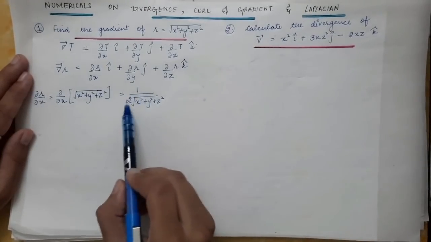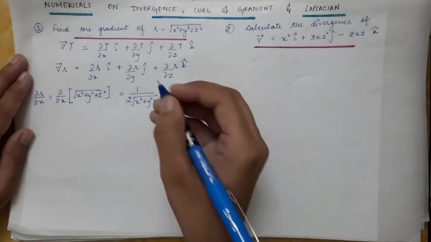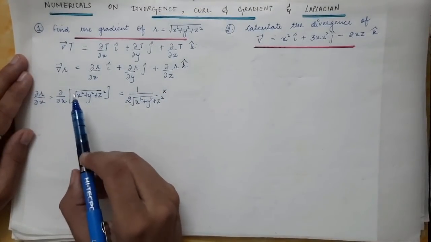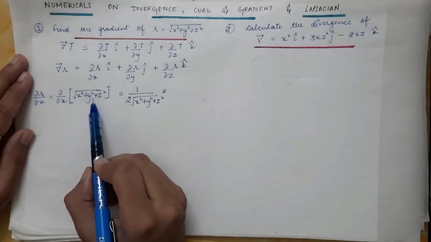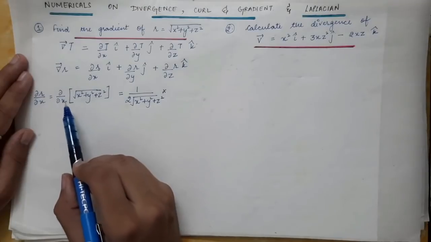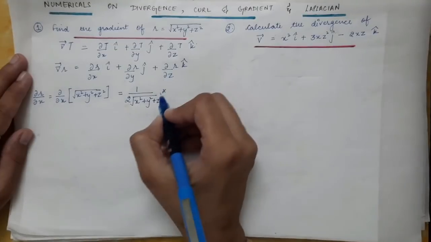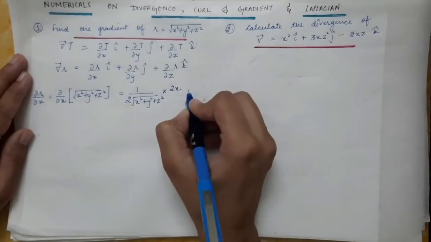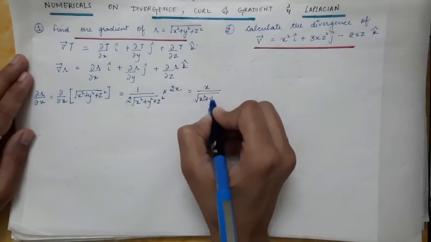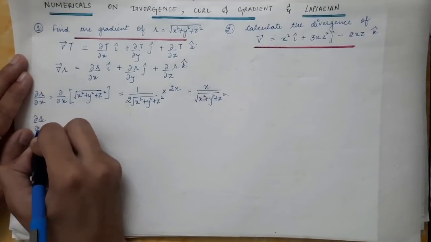So we will get 1 by 2 under root of x square plus y square plus z square times the derivative of the function inside the square root. Inside we have x square plus y square plus z square. The derivative of this with respect to x will be simply 2x, because y square and z square will be constant. So this will be equal to x divided by under root of x square plus y square plus z square.